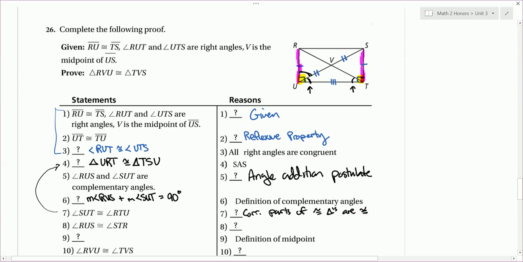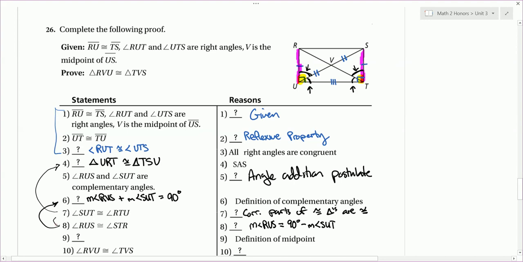Angle RUS, that one right there, is congruent to angle STR. Well, from statement 6, the measure of RUS plus the measure of angle SUT is equal to 90 degrees. So I'm going to write a few things here. In 8, I'm going to write the measure of angle RUS is equal to 90 degrees minus the measure of angle SUT. Okay, that's just a direct result. So 8's coming from 6 here.